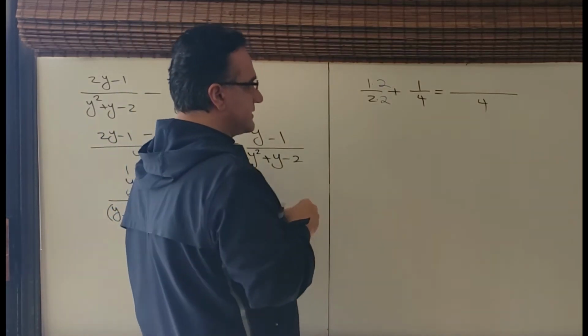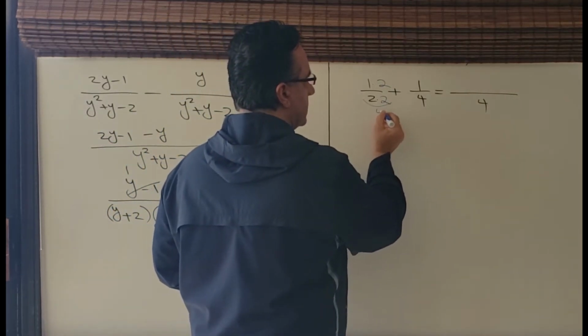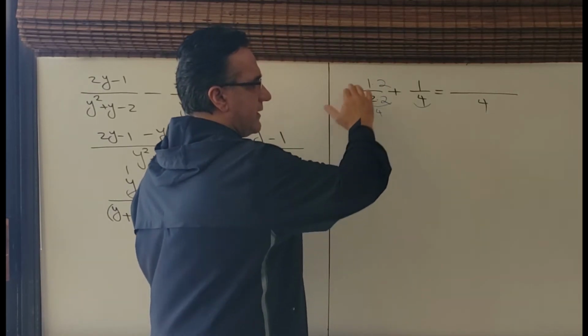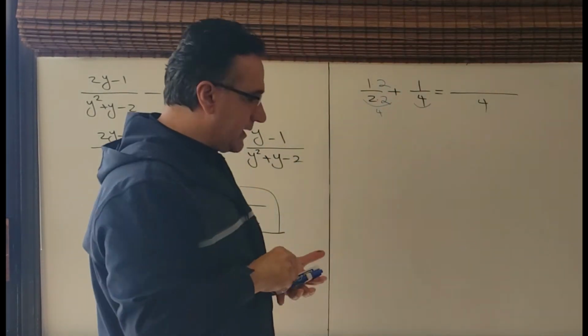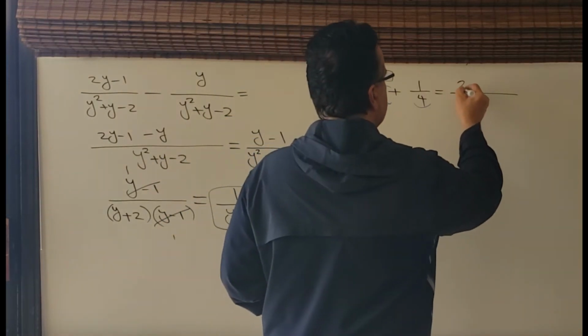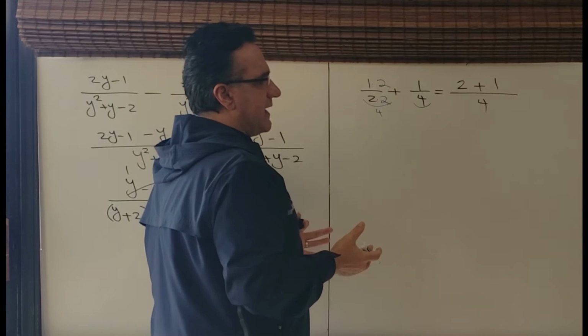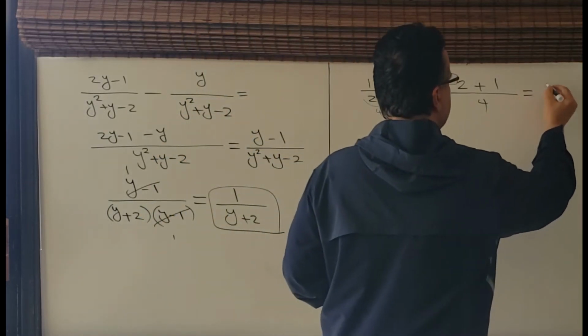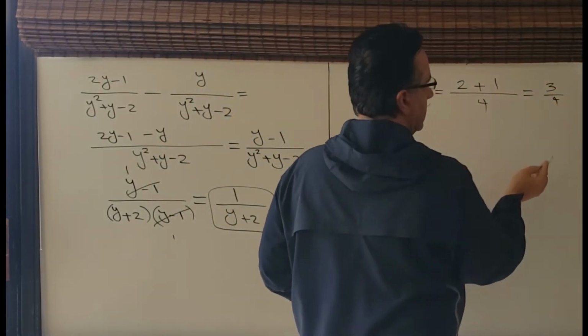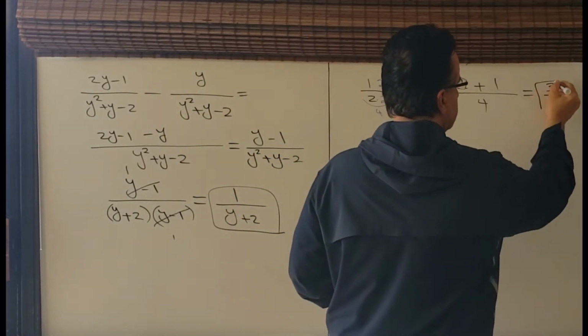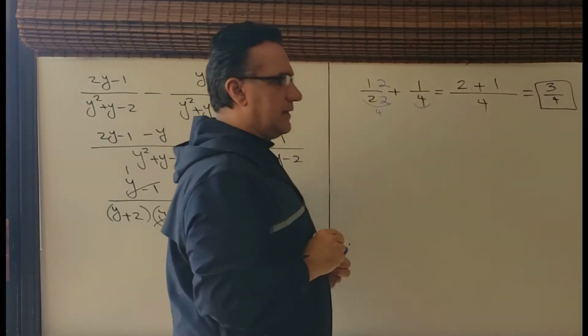So now notice that both denominators are the same. They're 4. So we can now combine the numerators. So we end up with 2 plus 1 over 4, which is now simply 3/4. And there are no common factors, so there's no more canceling that's possible. So that's our final answer.